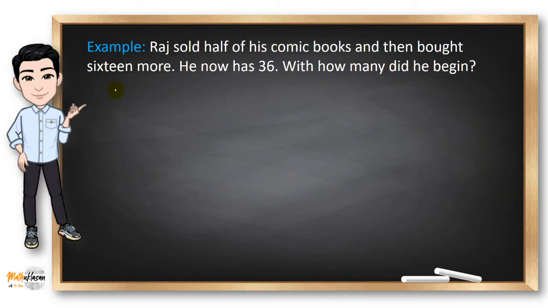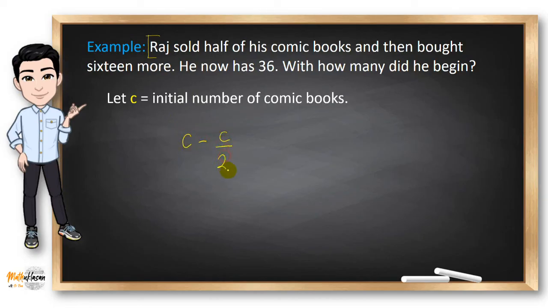Raj sold half of his comic books and then bought 16 more. He now has 36. With how many did he begin? For this problem, let C be the initial number of comic books of Raj. So translating this into mathematical equation, we'll have half of his comic books and then bought 16 more. So we have C, and then half of it was sold by Raj. Then after selling half of his books or comic books, he added 16 more. And now he has 36.